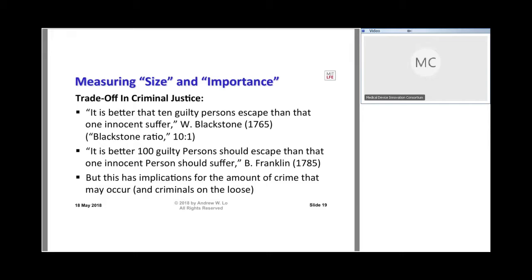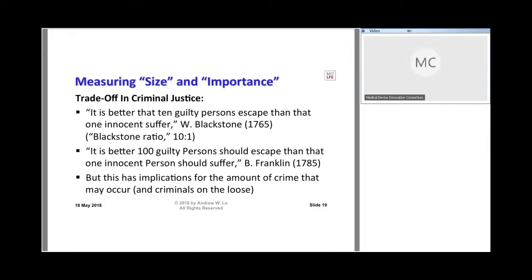So, in fact, if we really do believe that it's better to let 100 guilty people go than to convict one innocent person, if we really believe that it should be 100-to-1, well, that suggests that there could be a lot of criminals floating around. Because if I were a criminal thinking about where I should practice my trade, I'd want to go to the 100-to-1 country versus a 10-to-1 country, right? So these things matter. And it matters for the FDA.